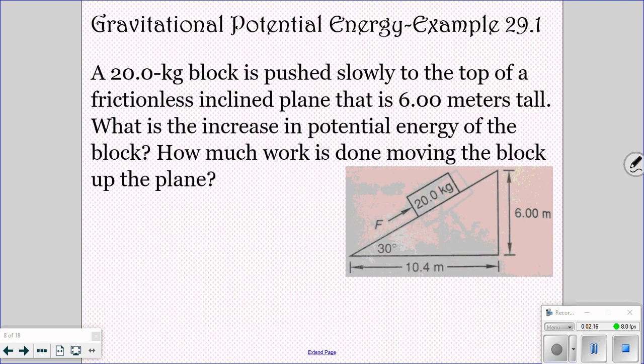So let's look here. A 20 kilogram block is pushed slowly to the top of a frictionless inclined plane that is 6 meters tall. What is the increase in potential energy of the block? How much work is done moving the block up the plane? So it's a two-part question. So the first thing we need to do is figure out over here what the gravitational potential energy is once our block gets up here.